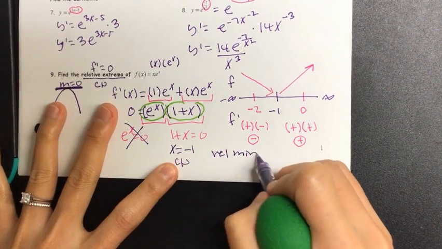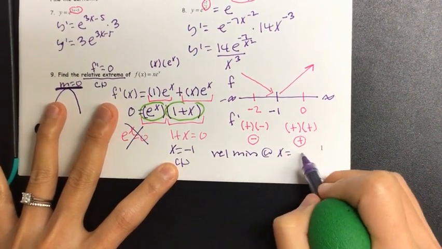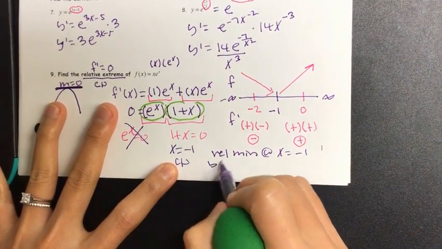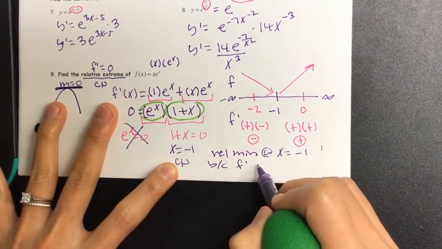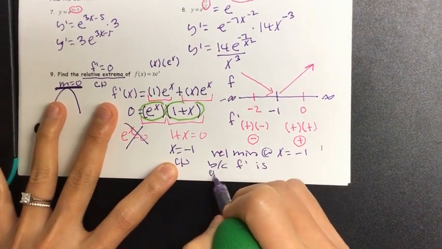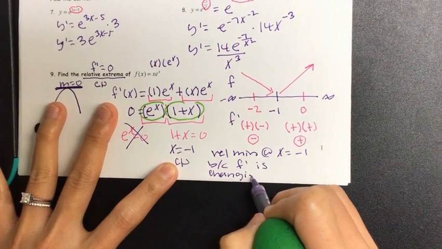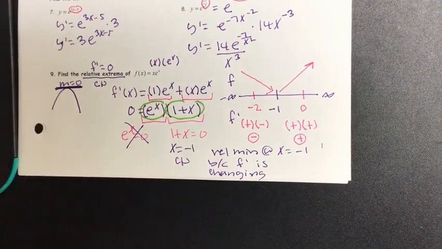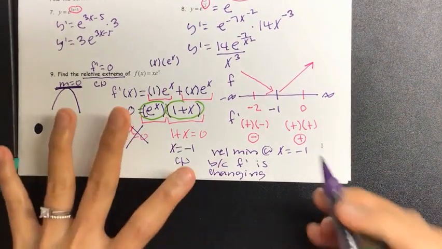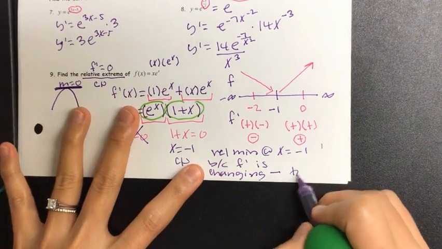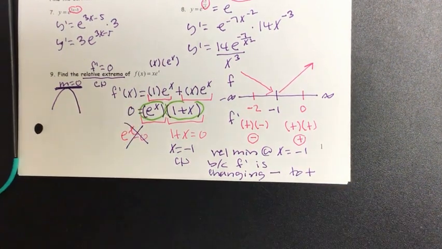There is a relative minimum at x equals negative 1, and that is specifically because f prime is changing from negative to positive. You can't just say changing sign because it'll change sign at a maximum as well. Right, Xavier?